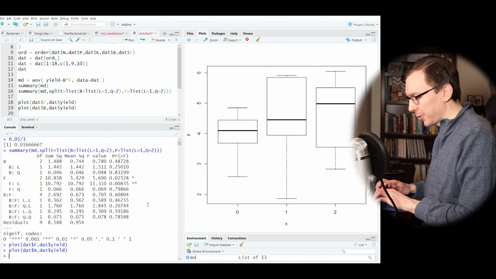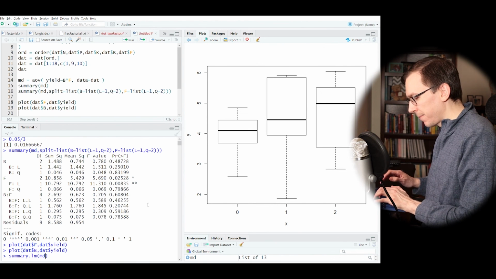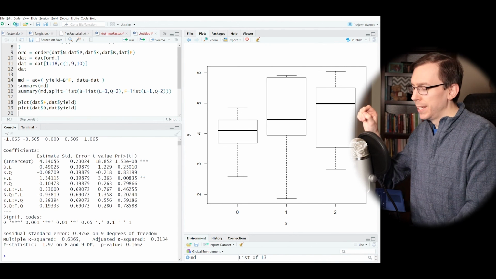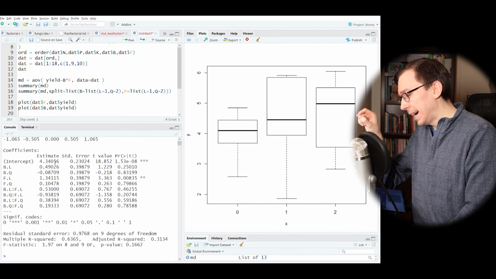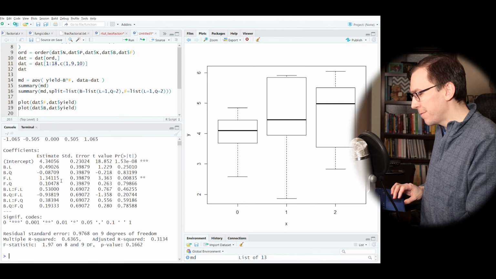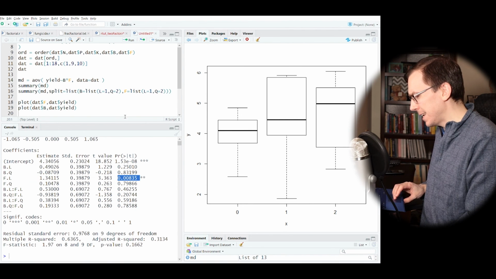Another way we can look at the data is to go back and type in summary.lm, and we can say aov, not AOV, MD. If we look at the summary.lm, that's going to compute the coefficients for the linear model. And here we get the same result, specifically that F linear is significant, and it has, I think, just about the same p-value.